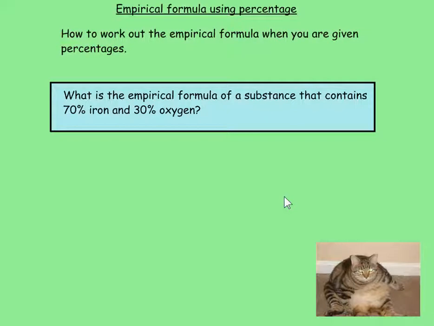Hi, and here is another clip about empirical formula. I'd suggest you go and watch the other one first before you do this one, just so you know what I'm talking about. So this is about empirical formula using percentages. This is if the question has percentages in it, how to do empirical formula. But as I say, you must watch the other one first, otherwise it won't make sense.